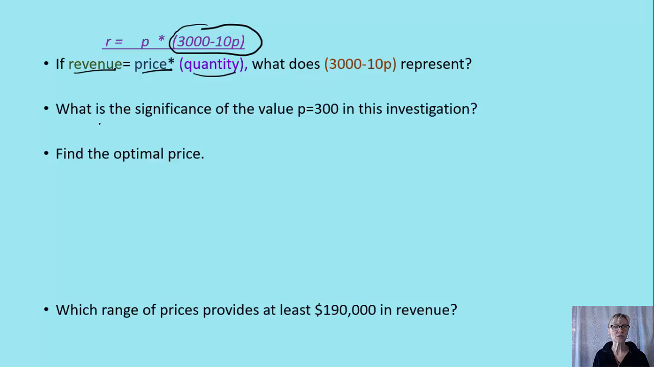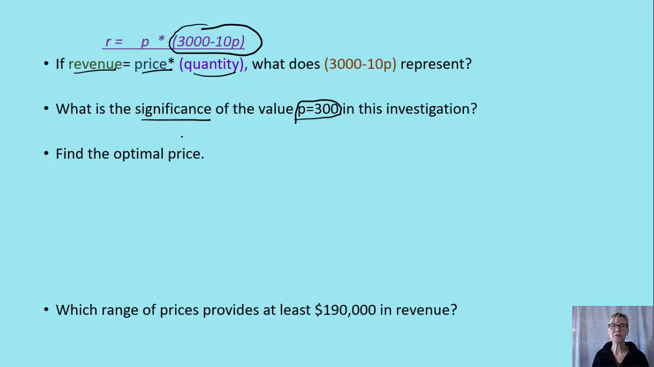Now let's look at the next question. What is the significance? That's like the meaning in a word problem. How does this affect the outcome? What does it mean in the problem of the value P equals 300? Well, that's a price, $300. Let's see what happens when the price is $300.